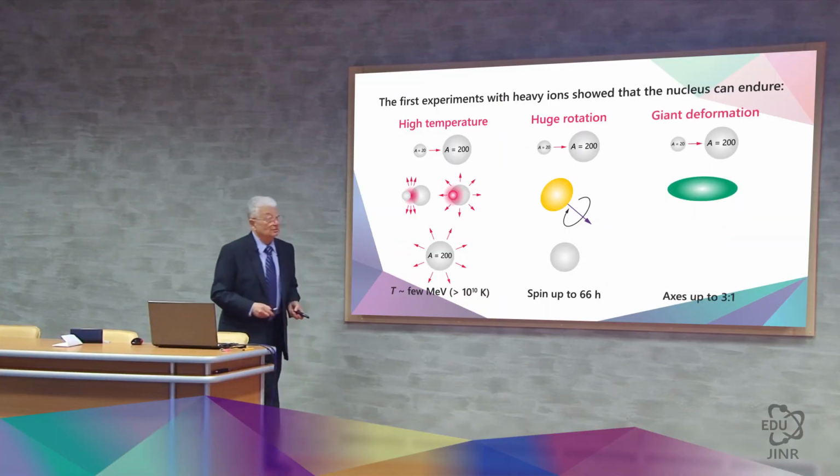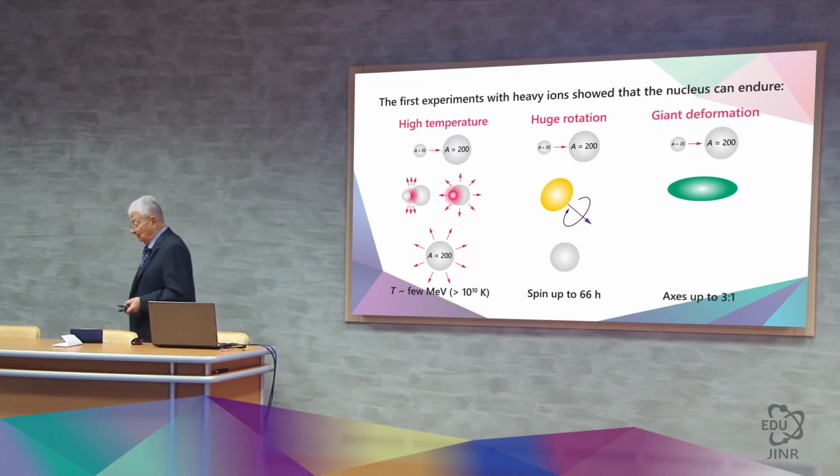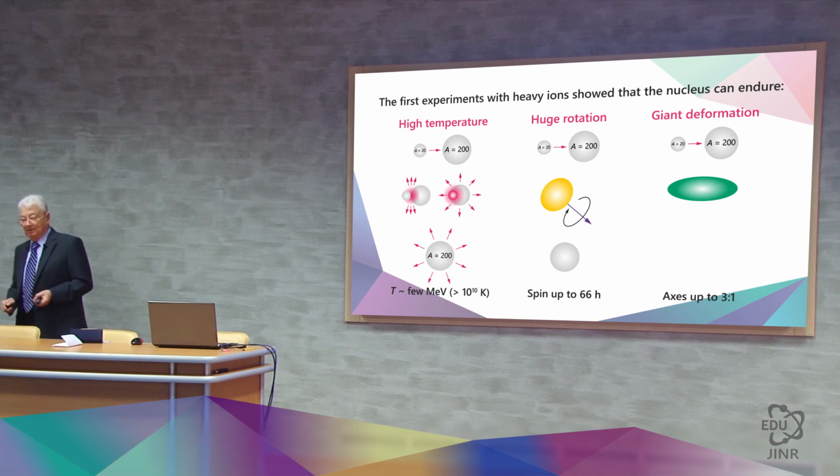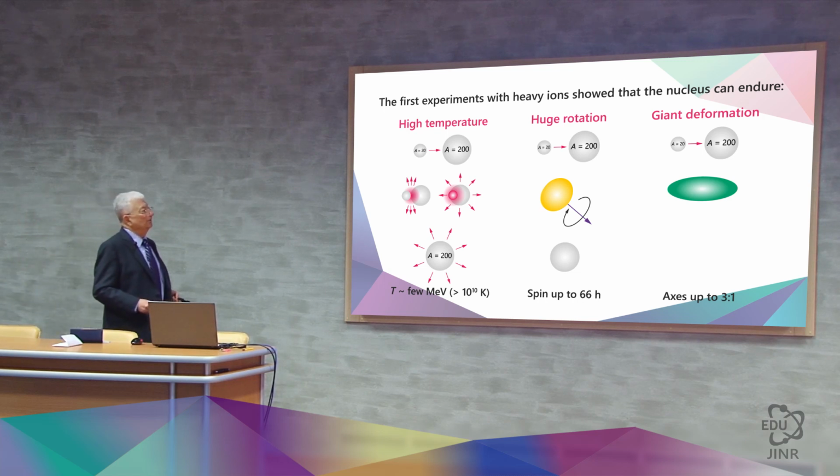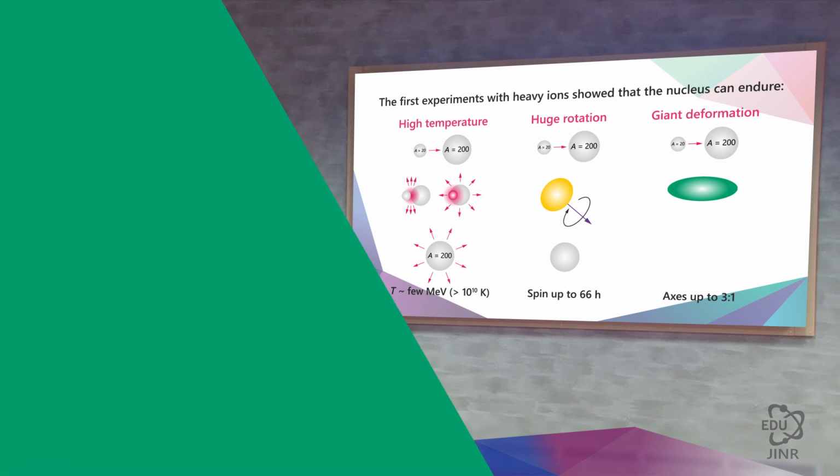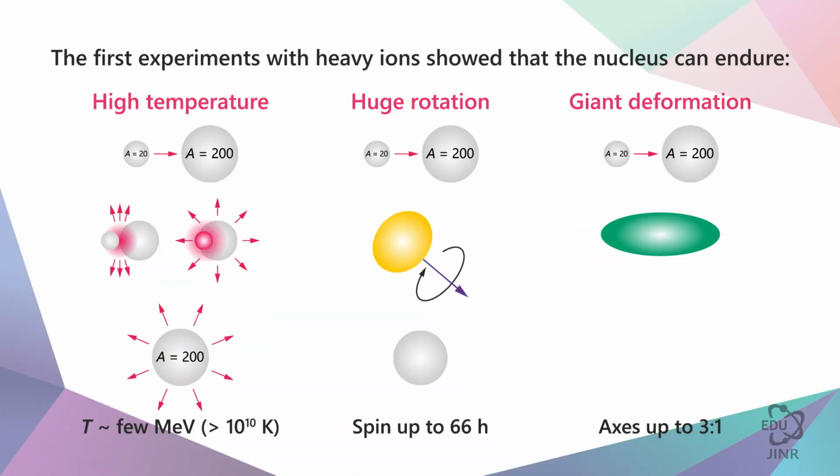And it is shown that this nucleus can be deformed. We saw in spontaneously fissioning isomers that the nucleus can be stretched in such a way that its half-axis will be 3 to 1. Can you imagine? And despite that, it still survives. It became quite clear that heavy ions are excellent tools for studying nuclei in all these aspects. In extreme conditions, with high temperatures, with great rotation, and with great deformation.